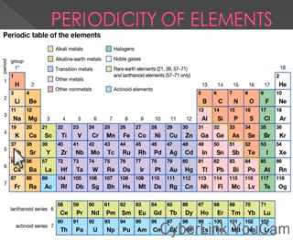The group 1 elements are known as the alkali metals. The group 2 elements are known as the alkaline earth metals. Group 3 elements are known as the boron family, and it goes like that. The group 7 elements are known as the halogens, the salt formers. Then we have group 8, which are called the noble gases, rare gases.